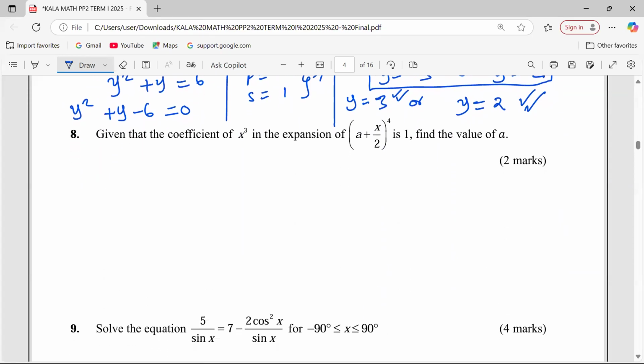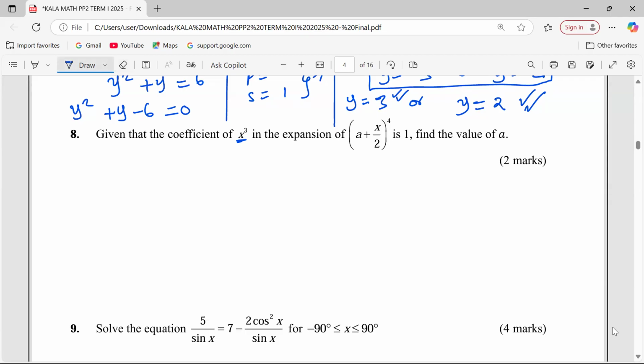Number 8 on binomial expansions. Given that the coefficient of x power 3 in the expansion of a plus x over 2, raised to power 4, is 1, find the value of a. So what you need to know is that x power 3 will be at the fourth term when expanding to power 4. So what are the binomial coefficients of power 4?